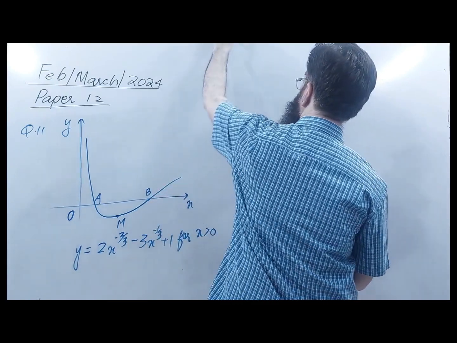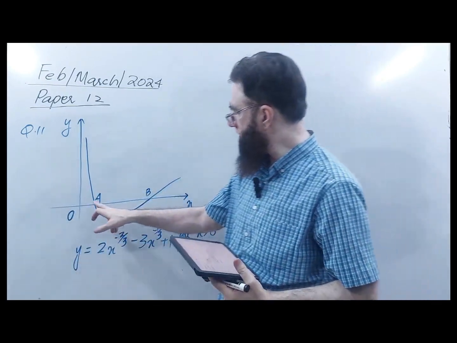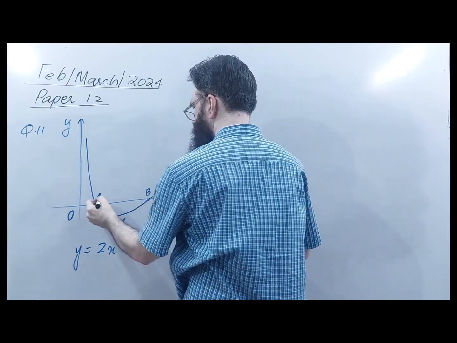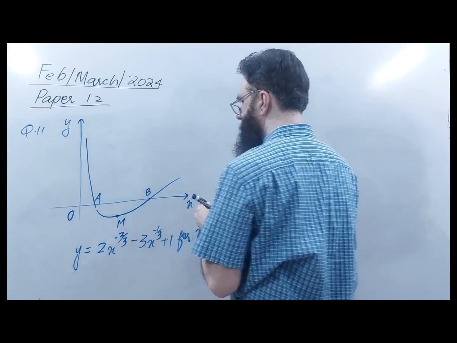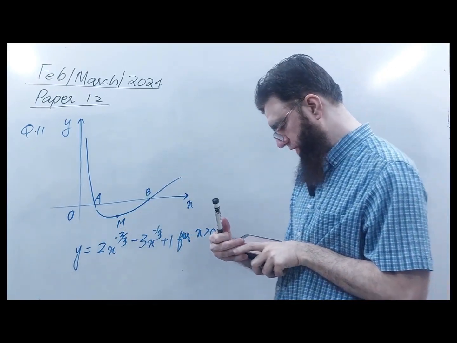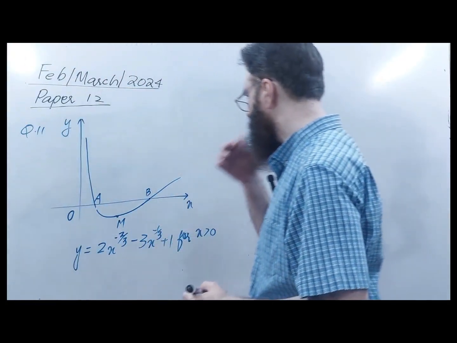Well, we are doing the paper, so we have to concentrate on every single aspect of the question. The curve is cutting the x-axis at A and B. This is B. This is A. And this is the minimum point M. This is given minimum point, find the exact coordinates of M. This is part 1, a 4-mark question.